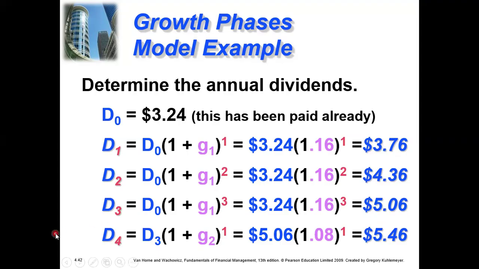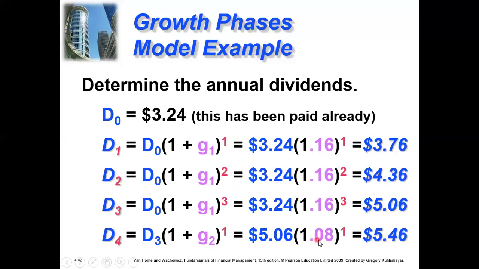And similarly for D4, in the D4 case, here this is 1.08. This is not 1.16. This is 8%. This is not the 16%. So it means, as it was told in the question, the growth rate after 3 years would be 8%. So here the growth rate, the small g, is 8%. That is why we have taken 1.08. And here we see 5.06, that is the D3.